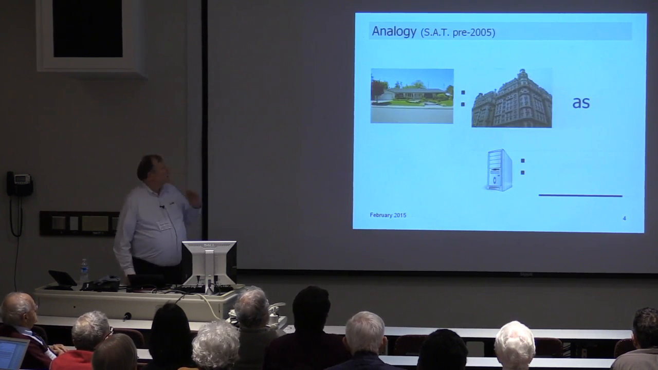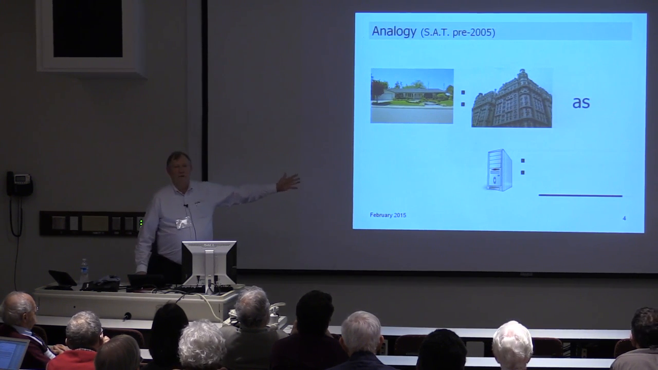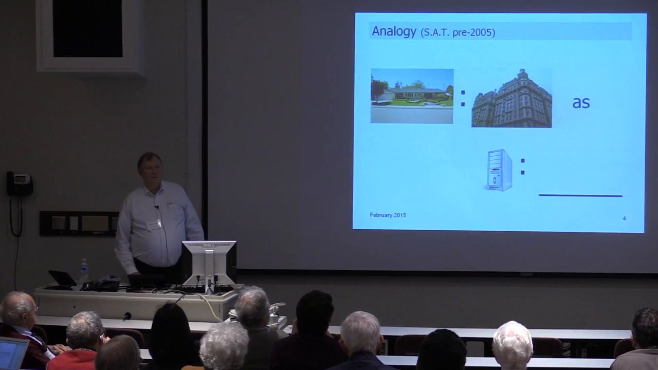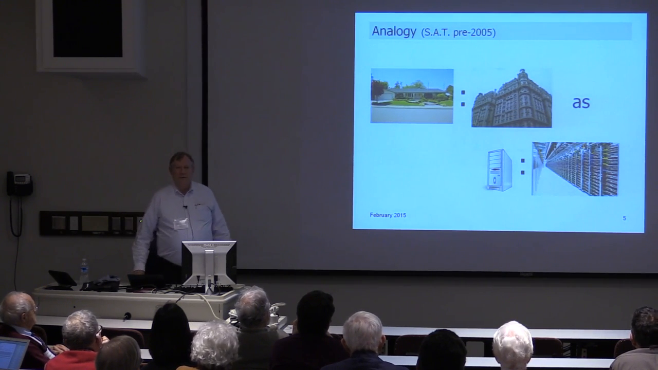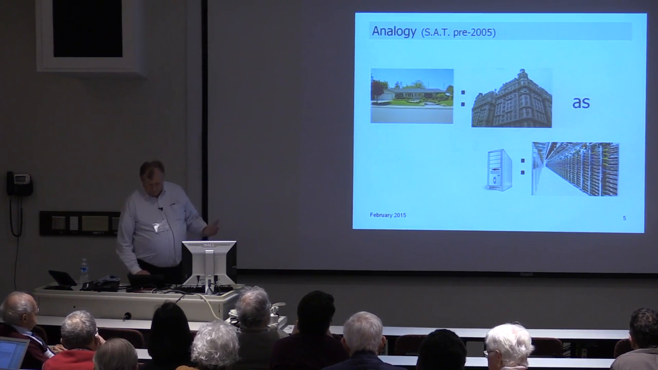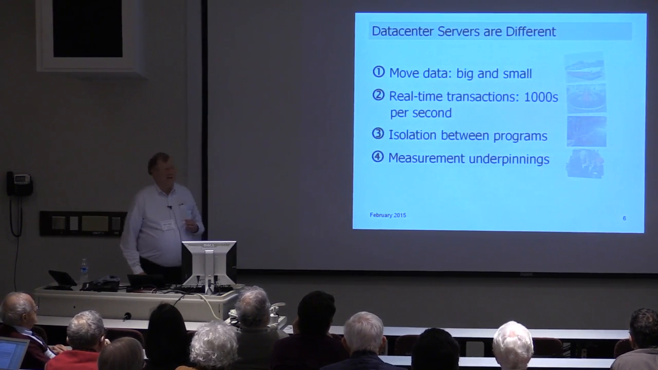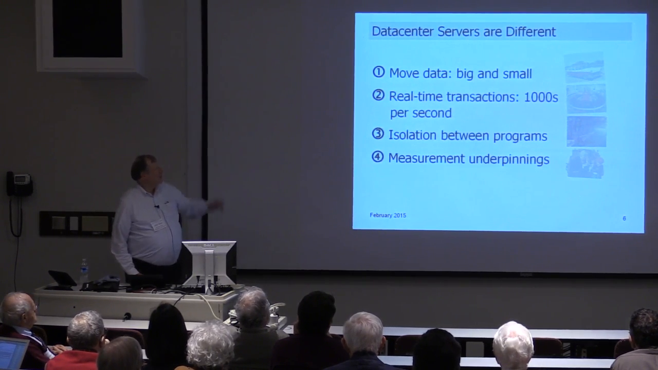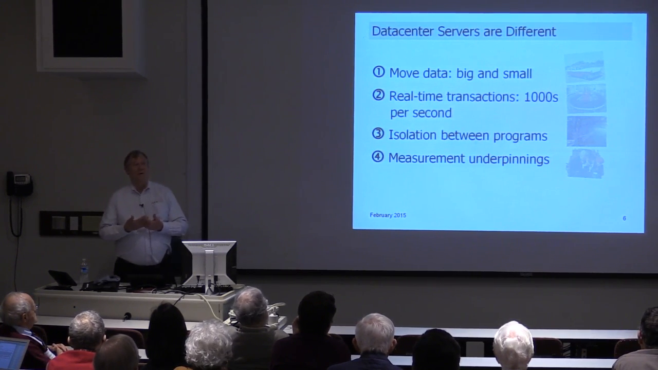So a little analogy, here's a California ranch house and an apartment building. The analogy is those relate to each other about the same way that a desktop computer relates to what? Data center. Lots of sharing, lots of interactions, lots of congestion, lots of different agendas. The whole works.